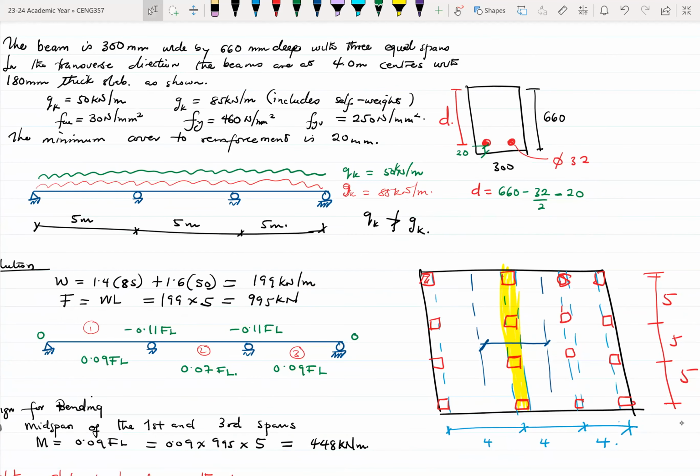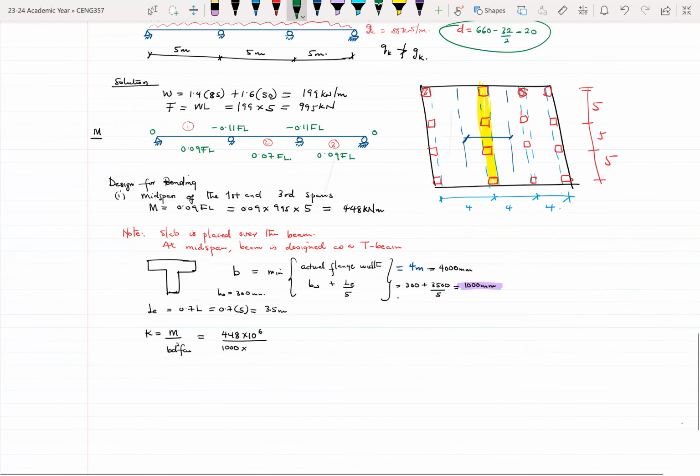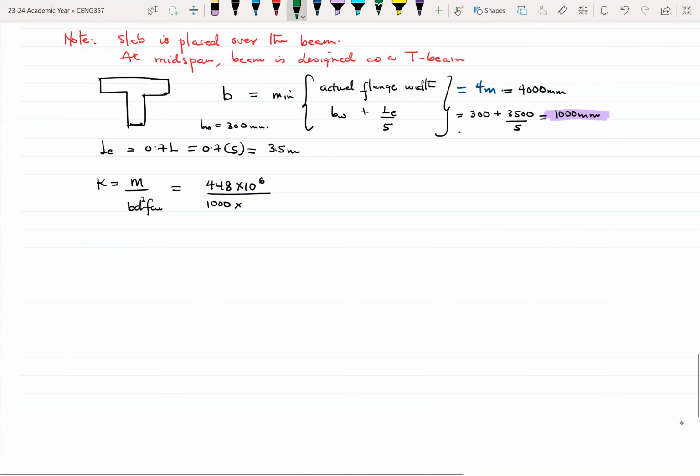So for now, but usually this is how we calculate for D. You assume a certain diameter for your bar, and then you use that information to calculate for D. Let's assume the effective depth D is 600 millimeters. But the way I did it earlier is actually how to find D. So in a proper design process, that's how we find D.